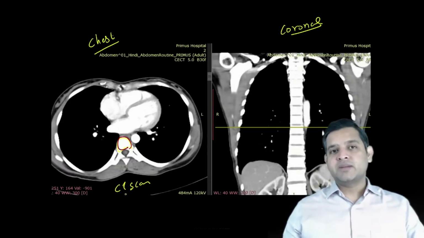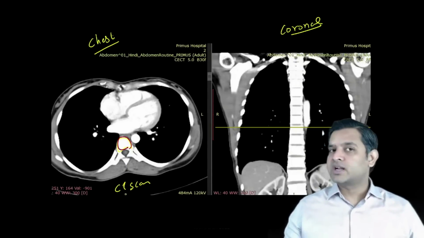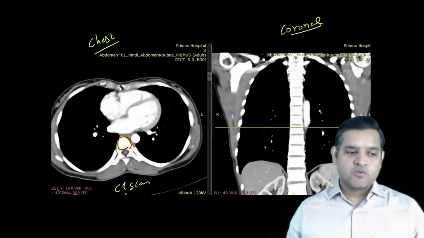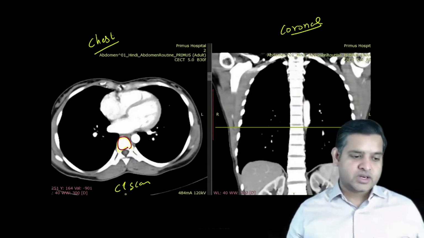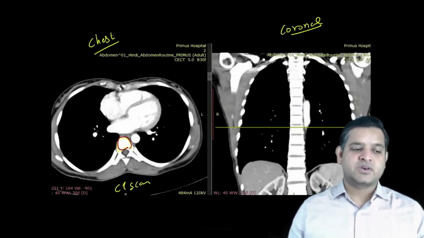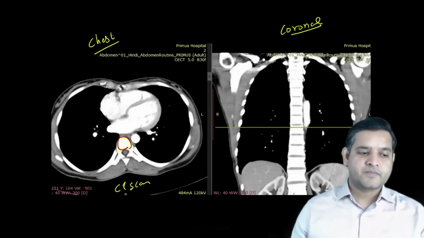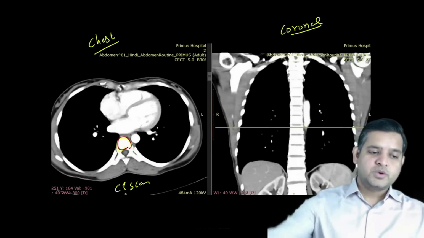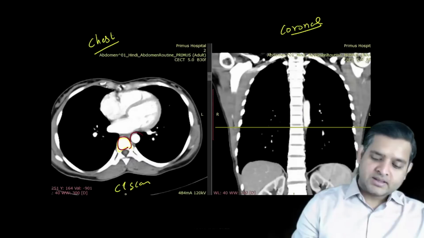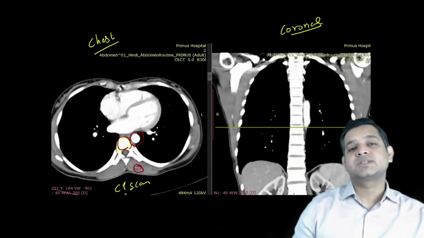So can anybody tell me by looking at this image whether it's a non-contrast CT or a contrast enhanced CT, and why? Why if I say that it's a non-contrast CT, and why if I say it's a contrast enhanced CT? Anybody who can give me the answer? Yes. So the point to be noted is, look at the aorta and look at the paraspinal muscles.